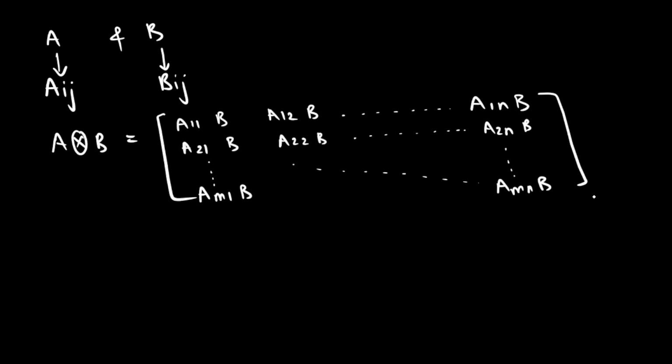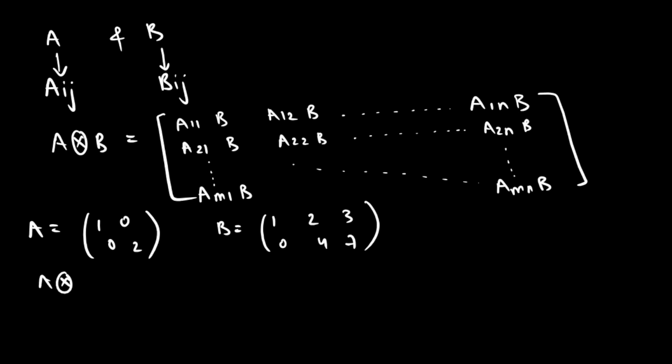Now let's take two operators A and B, and we know all operators are represented by a matrix, so A will be represented by the Aij matrix and B would be represented by the Bij matrix. Then A tensor product B would be equal to a bigger matrix given by this m cross n matrix. Let's take another example where A is a 2 cross 2 matrix, (1 0; 0 2), and B is a 2 cross 3 matrix, (1 2 3; 0 4 7).